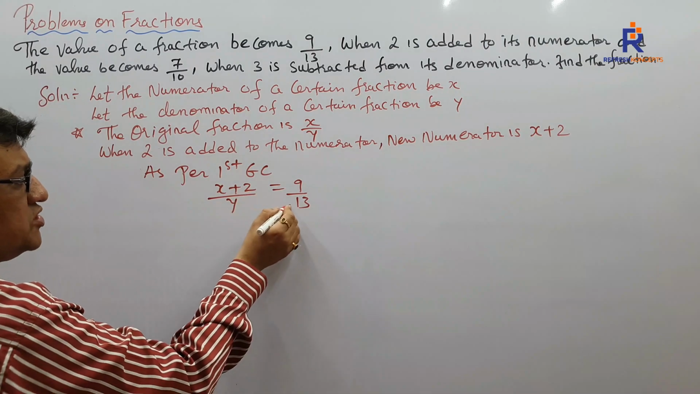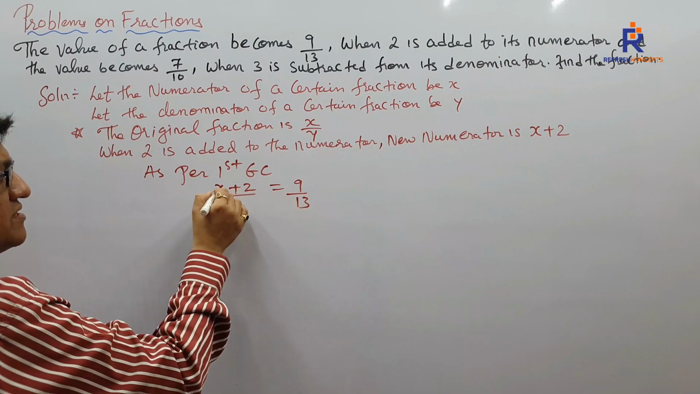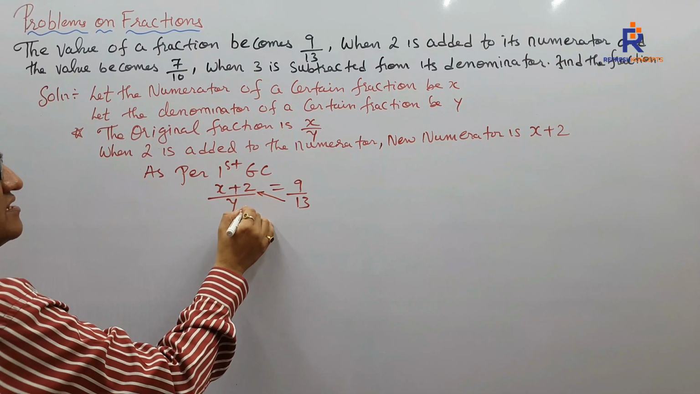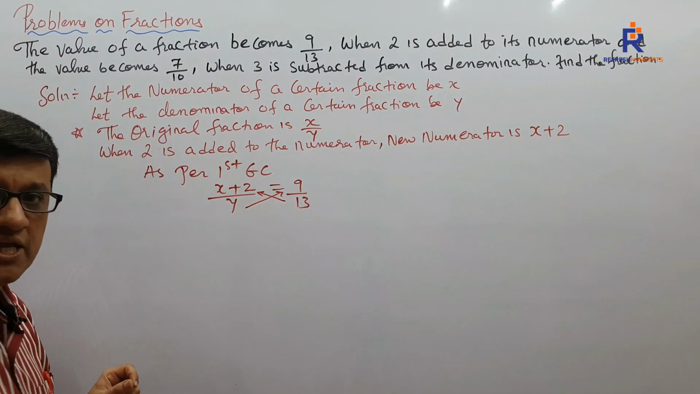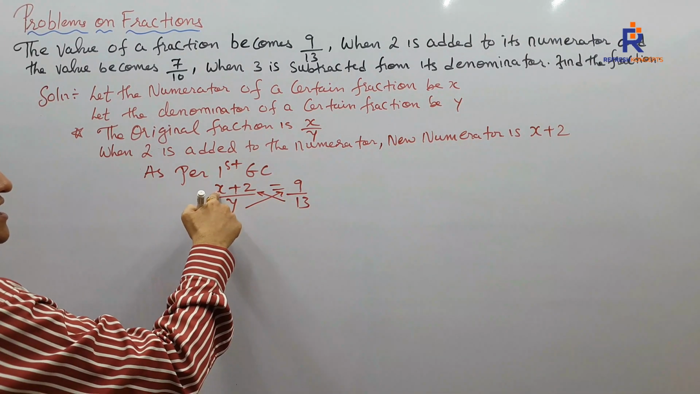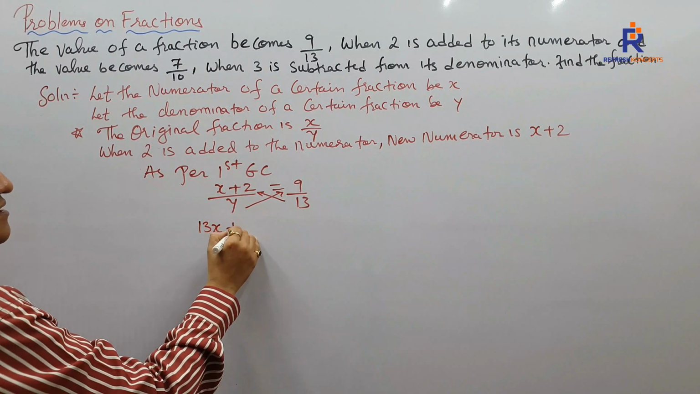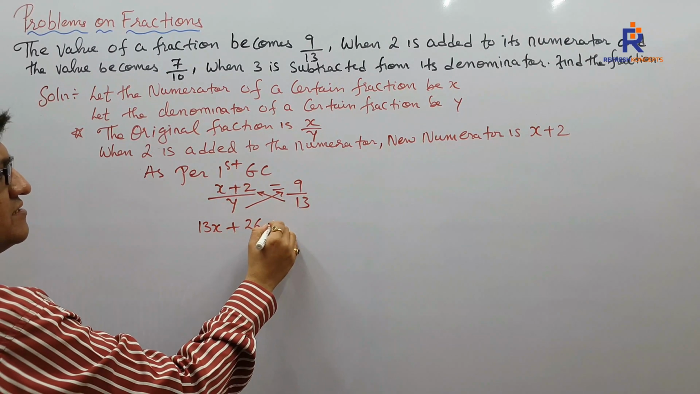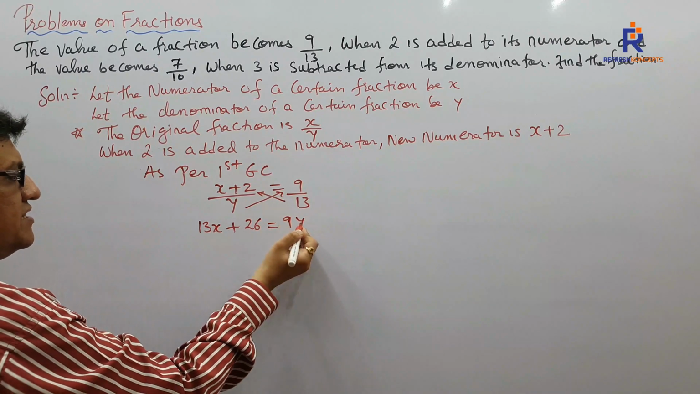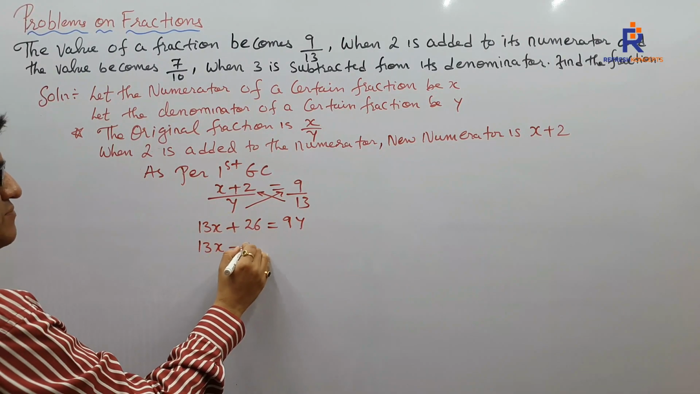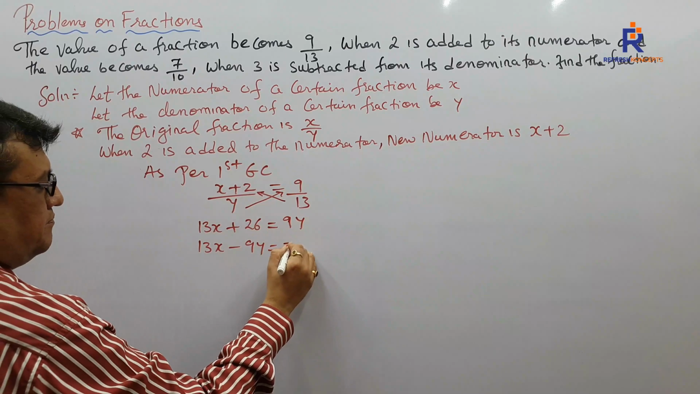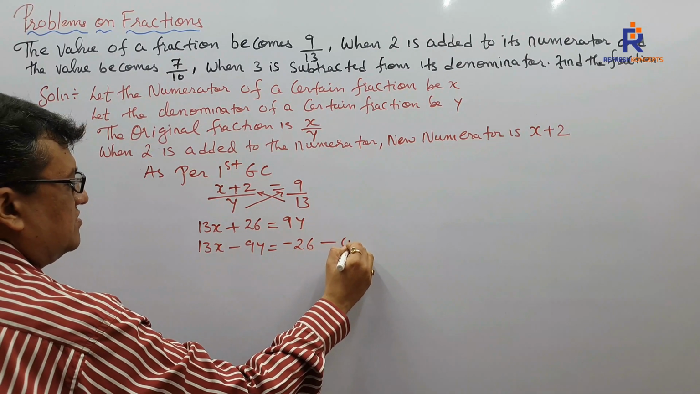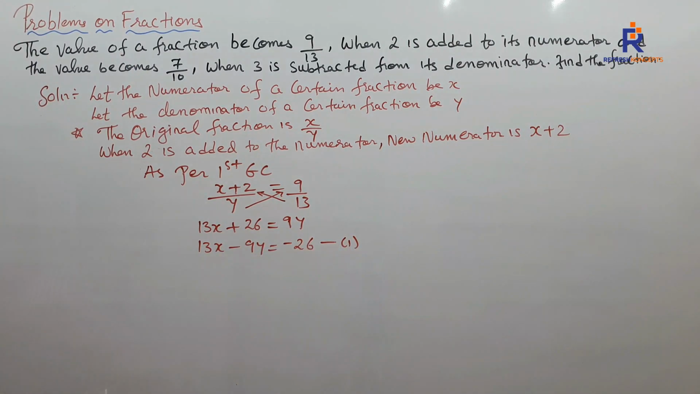Go for cross multiplication. When I go for cross multiplication, 13 into x, if you want, you can just do, not show these kind of arrows in your examination. It's only for your reference. 13 into x, 13x. 13 twos are 26. 9y. Bring this over here. 13x minus 9y is 26. Equation number 1. Let's read further.